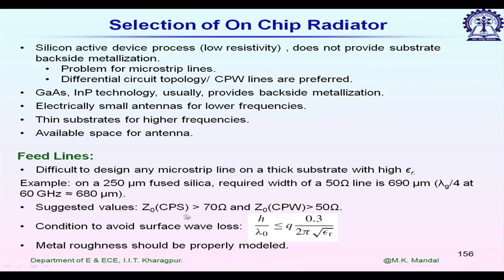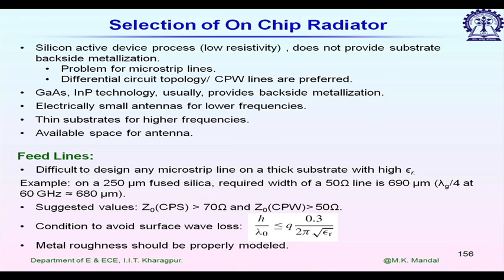It is really difficult to design any microstrip line on a thick substrate with high epsilon r. The problem is that if the substrate is too thick, then the width required for a 50 ohm line is also wide, and at high frequency, 60 gigahertz and above, lambda g is already very small. Then we may have a transverse resonance mode. So that's why people use some other non-standard values, like let's say 70 ohm or 100 ohm for the microstrip line, not 50 ohm.